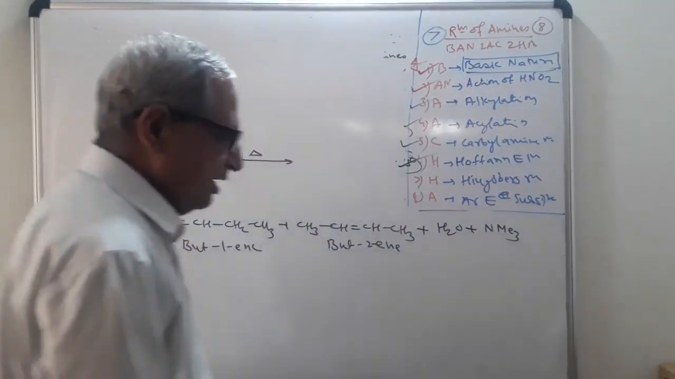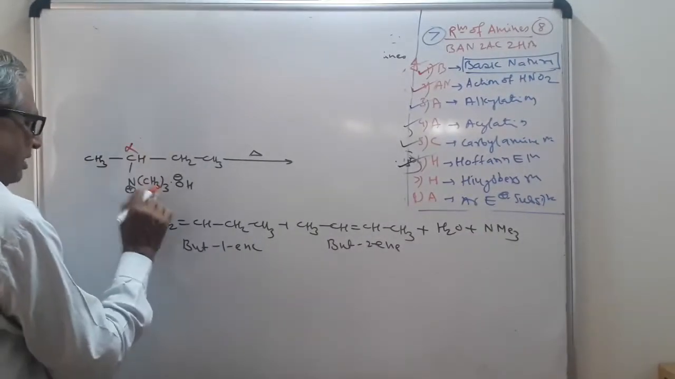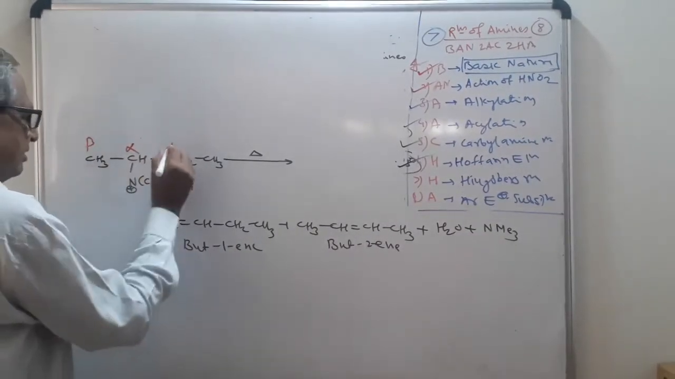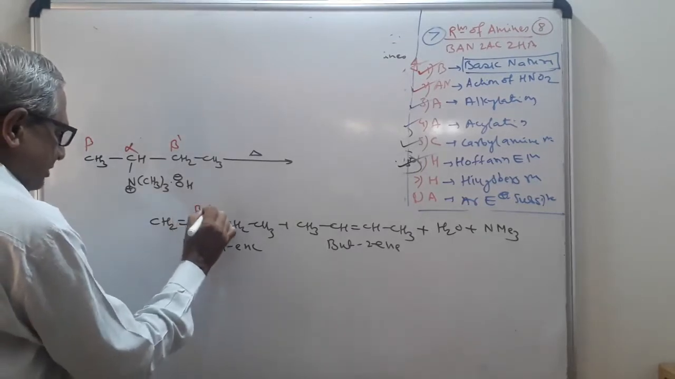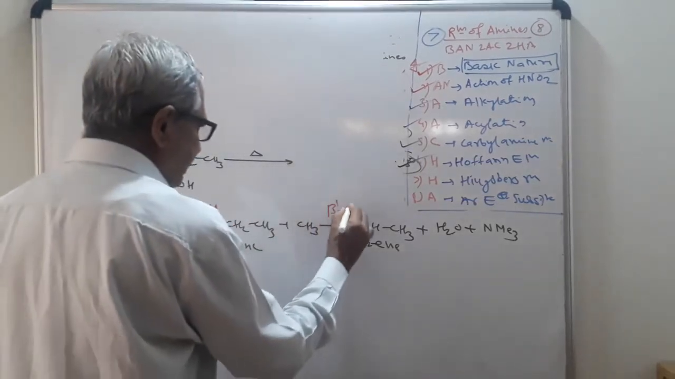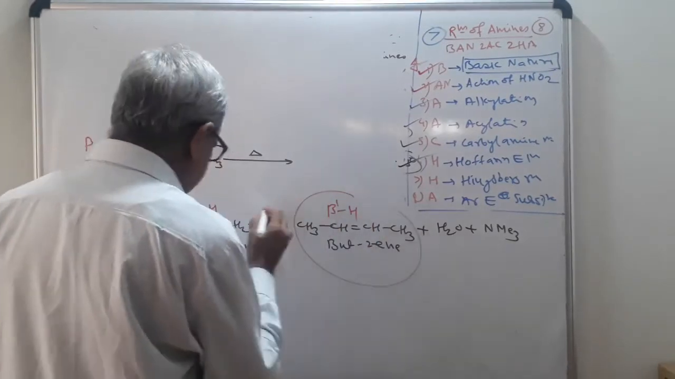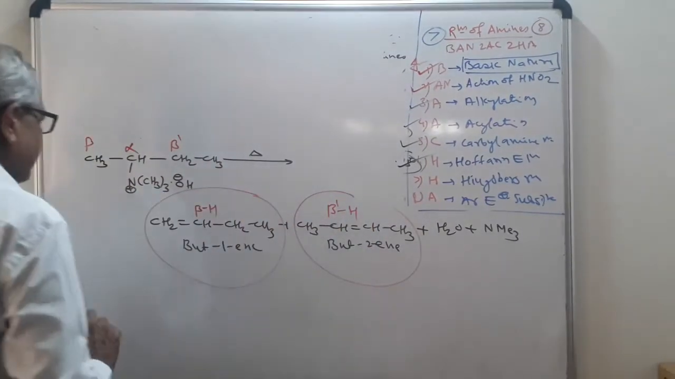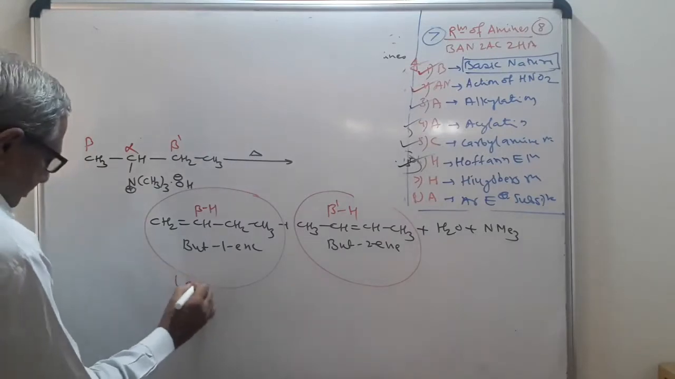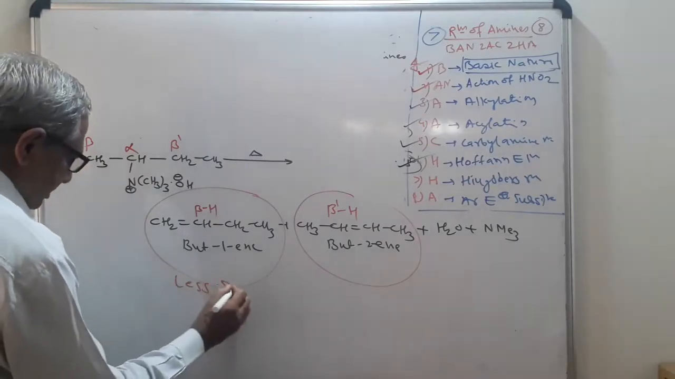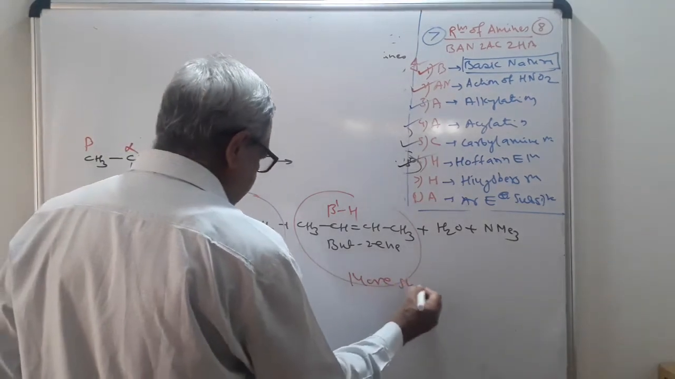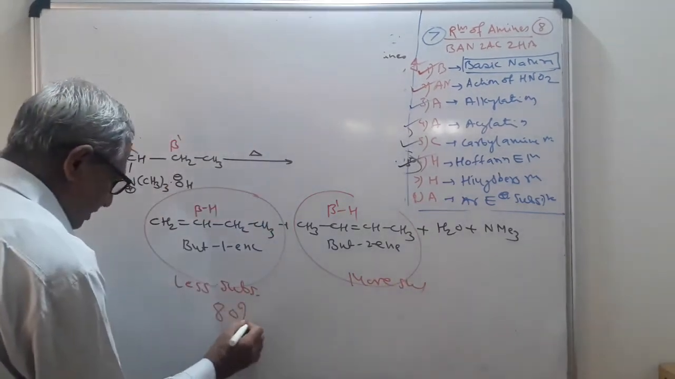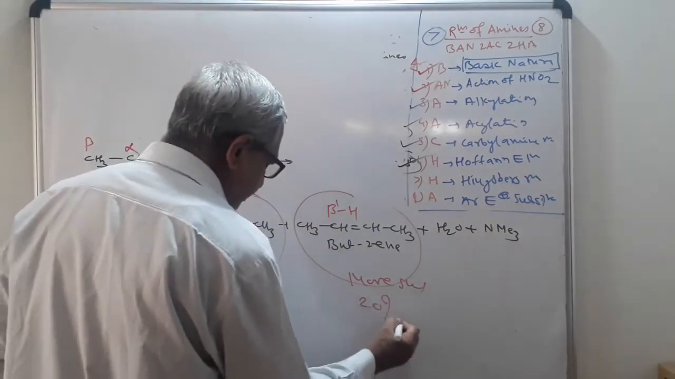Now see the reaction here. This is your alpha carbon, this is your leaving group, this is a beta carbon, and this is a beta dash carbon. When you remove this beta hydrogen, and when you remove this beta dash hydrogen, you will get this product. In this case you will get this product. Now see here, this is a less substituted alkene. This is a more substituted alkene. This is the major product, 80%. This is the minor product, 20%.